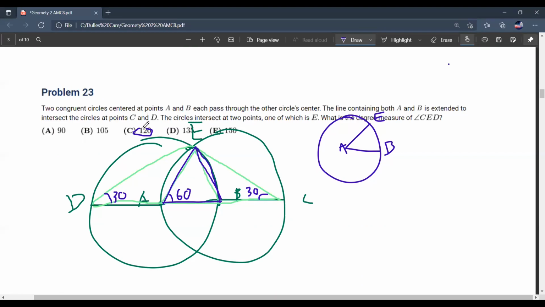The reason why we know that EDC is 30 degrees is because we know EAB is 60, so then EDC must be half of that. That's the properties of inscribed angles in a circle.